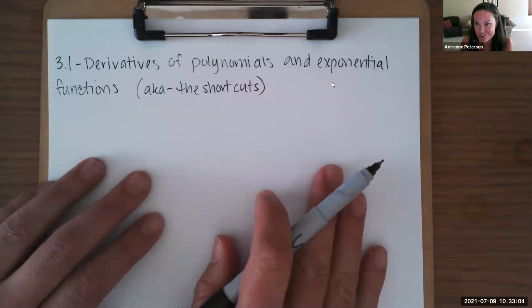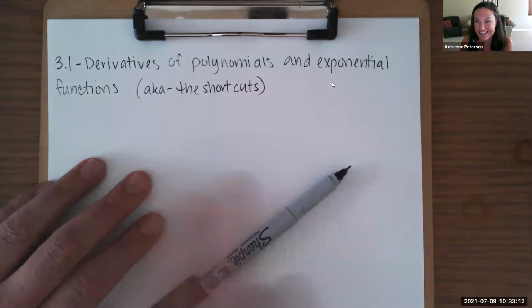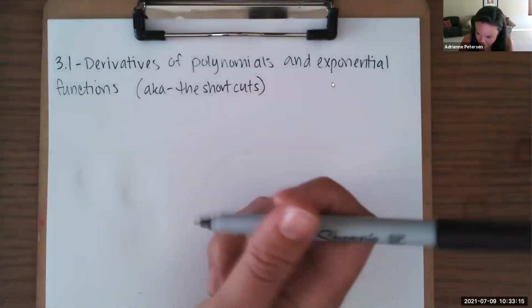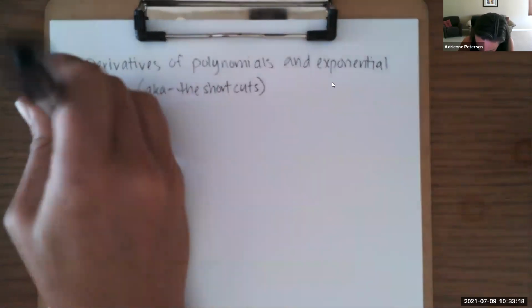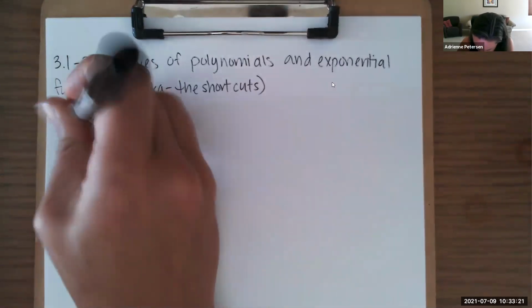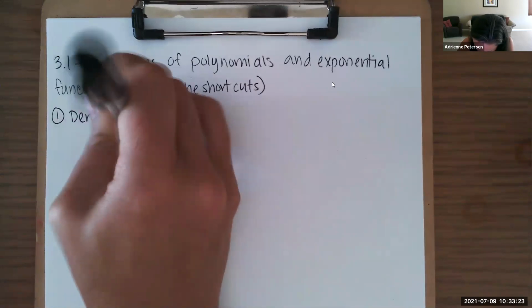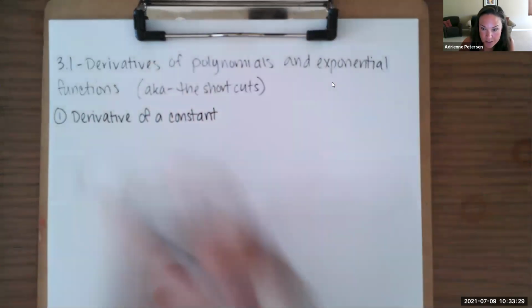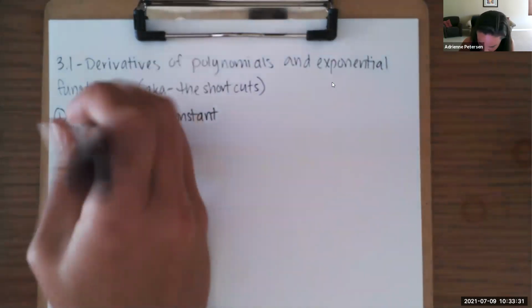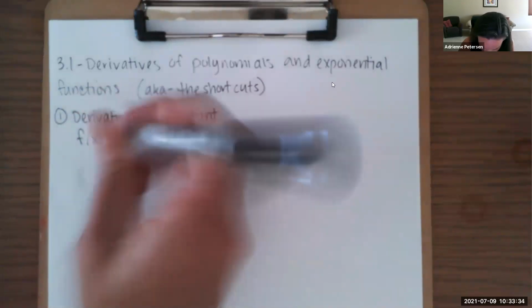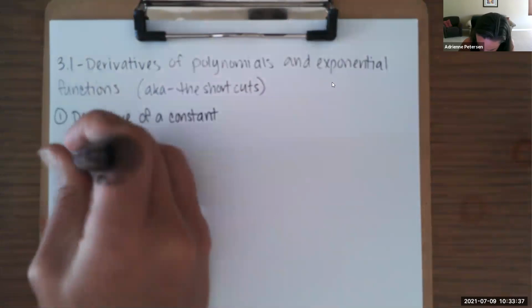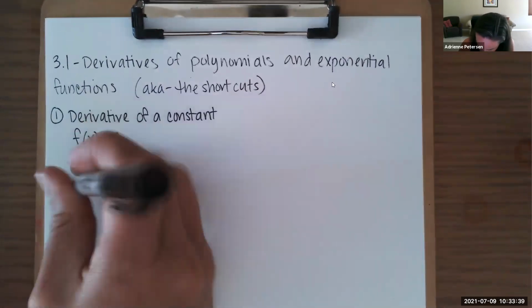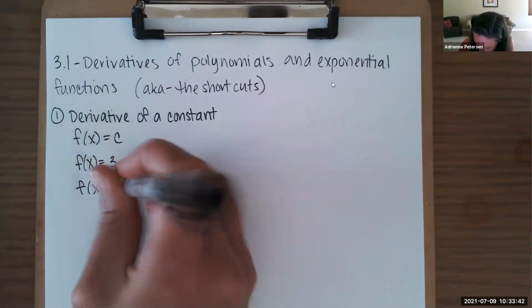But what I'm going to do today is show you how to find the derivative of polynomial and exponential functions without that limit definition. And we'll be able to do it in about that quick. So good news. The first one is just the derivative of a constant. So if we have f of x is equal to c, just some constant number. So for example, f of x is equal to 3 or f of x is equal to -2.